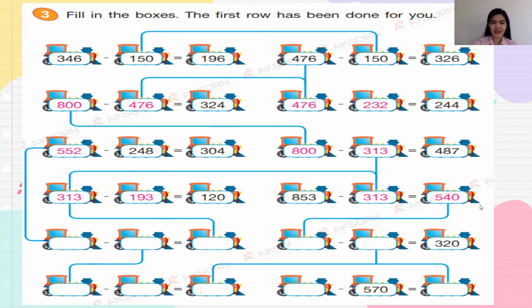And then again, you're going to copy 313. Look at the line. 313 and 540. And how about this one? You're going to copy also 552. So let's look: 313, 540, and 552.